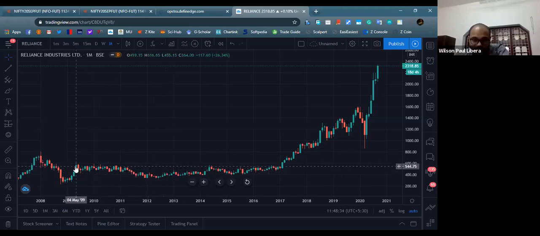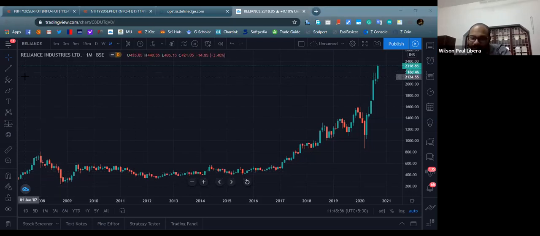The first date was 2009 May, and then see, here it is February 2017. Like 8 years, this stock was stuck in a range. This stock was going nowhere. This stock was stuck in a range. See, in 2009, the prices were like 459 and 564.